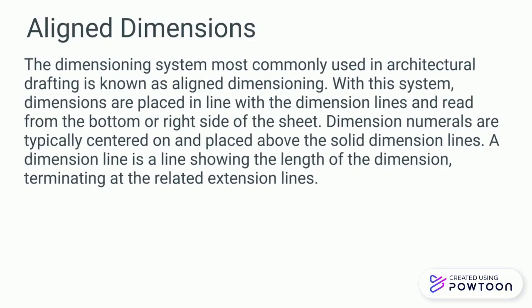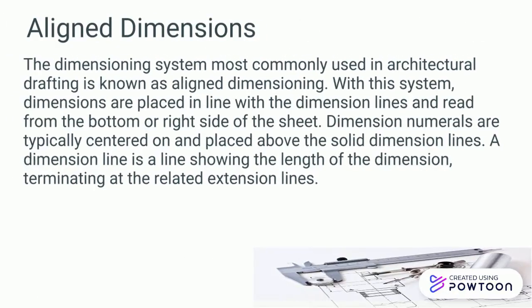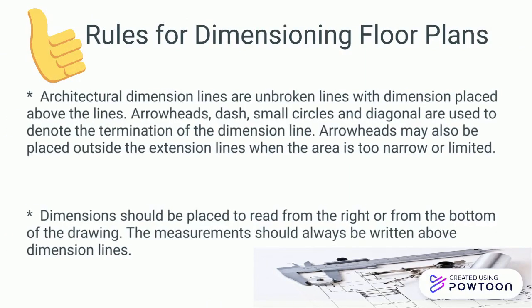The dimensioning system most commonly used in architectural drafting is known as aligned dimensioning. Dimensions are placed in line with the dimension lines and read from the bottom or right side of the sheet. A dimension line is a line showing the length of the dimension, terminating at the related extension lines. Here are the rules in dimensioning.